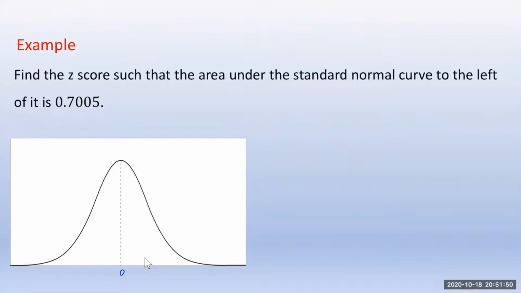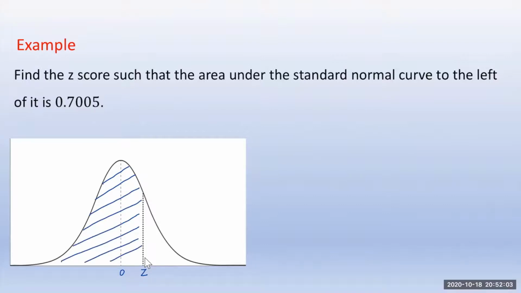So if I go up to here, and if I consider this as Z, then this area, which is more than 50%, so this area must be 0.7005. So once we know this area, we need to find this z-score. So what we know is your z-score is equal to inverse normal, then we need the area to the left of that.